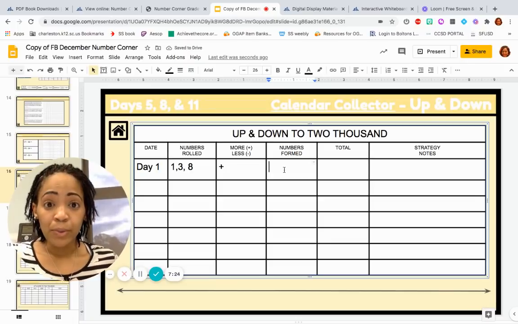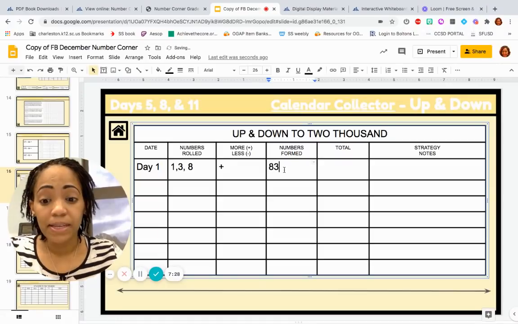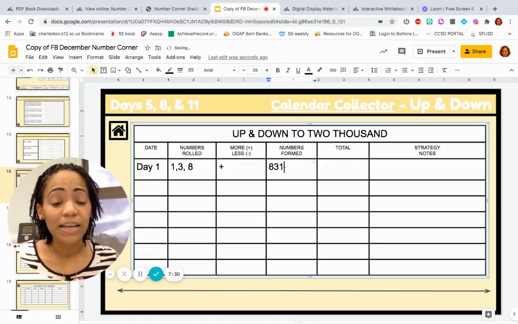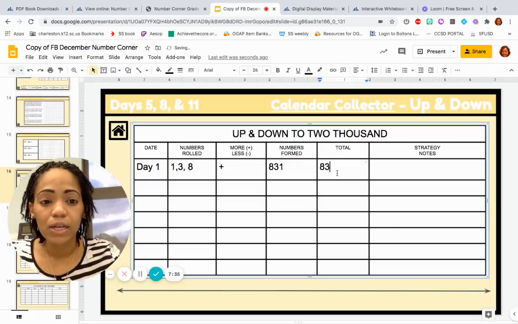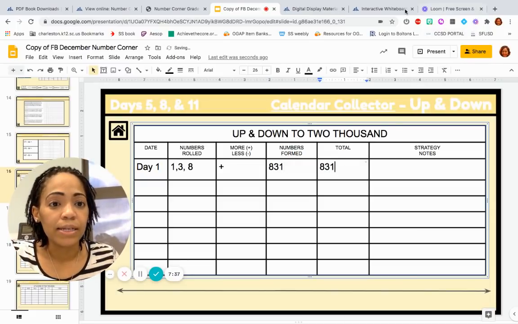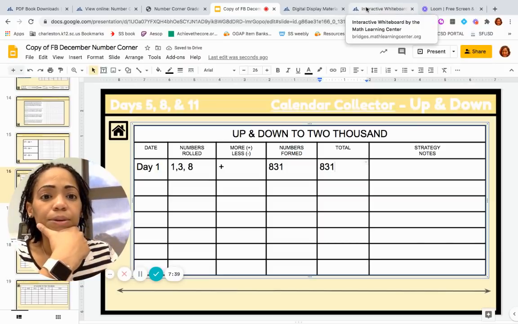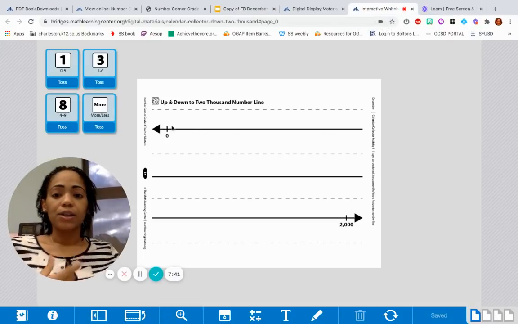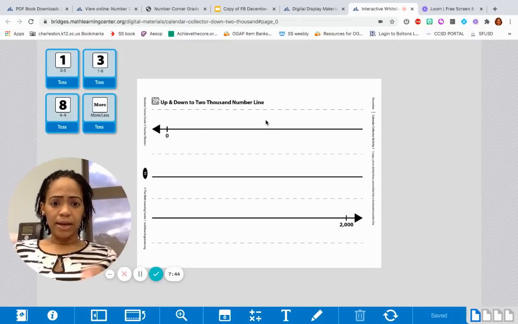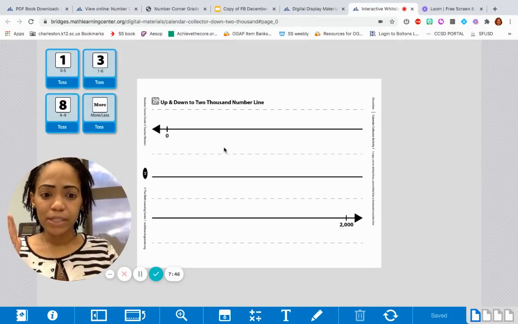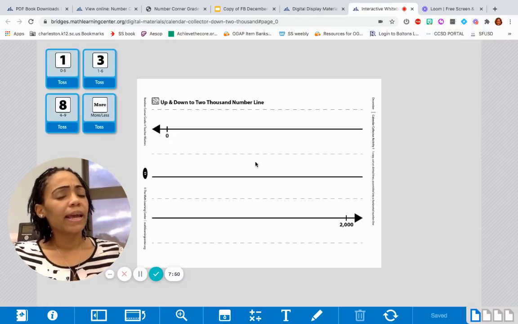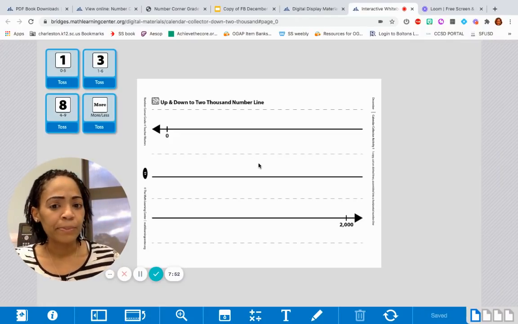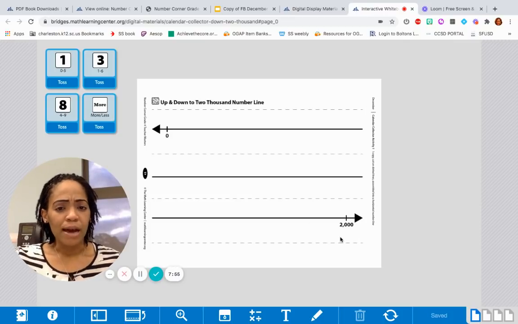And what number do we want to create? Yeah, probably 831. 8 in the hundreds place, 3 in the tens place, 1 in the ones place. And so our total is 831. Now let's look at this. You probably are going to have to imagine that I cut out this line and glued it together so we have 0 to 2000, all straight horizontal. Would I want to put 831 closer to 0 or closer to 2000?